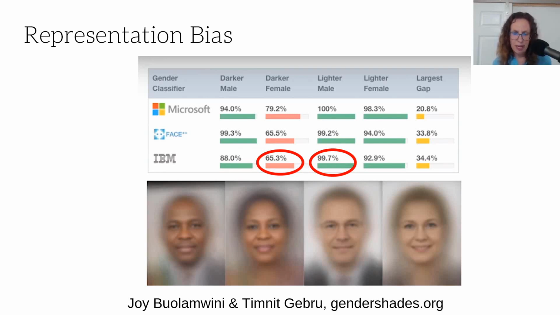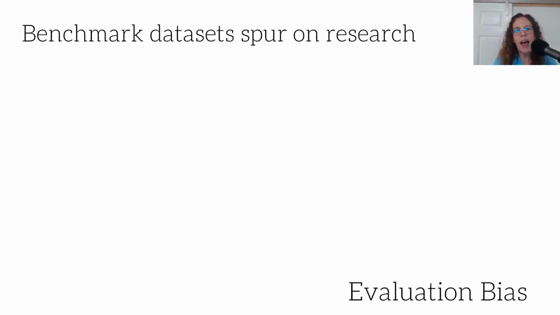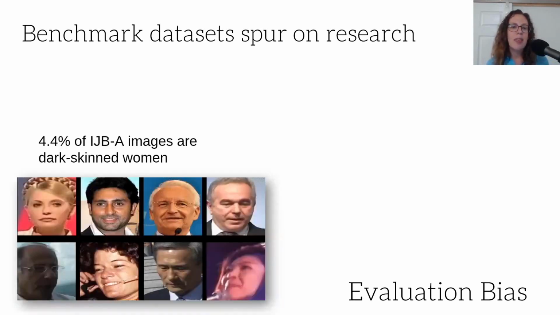So with this example of representation bias, the way to address this is to build a more representative data set. It's very important to keep consent in mind of the people, if you're using pictures of people. But Joy Buolamwini and Timnit Gebru did this as part of Gender Shades. However, the fact that this was a problem not just for one company, but basically every company they looked at, was due to an underlying problem, which is that in machine learning, benchmark data sets spur on a lot of research.